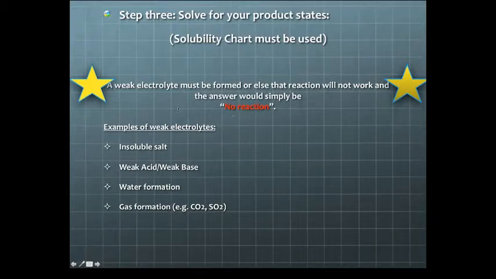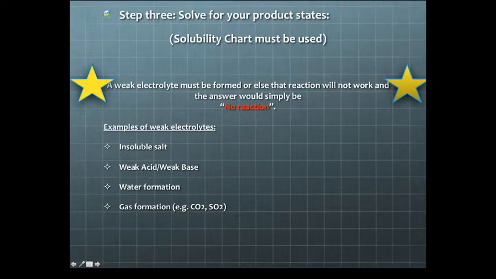Of course, the natural question that follows is, what is a weak electrolyte? Well, here are a couple examples of weak electrolytes. There's the insoluble salt, which is a little parentheses S, which we'll talk about soon enough according to the solubility rules. A weak acid or weak base.